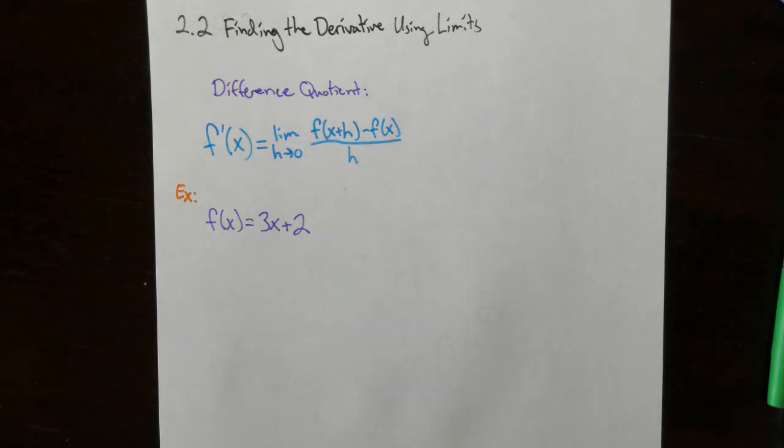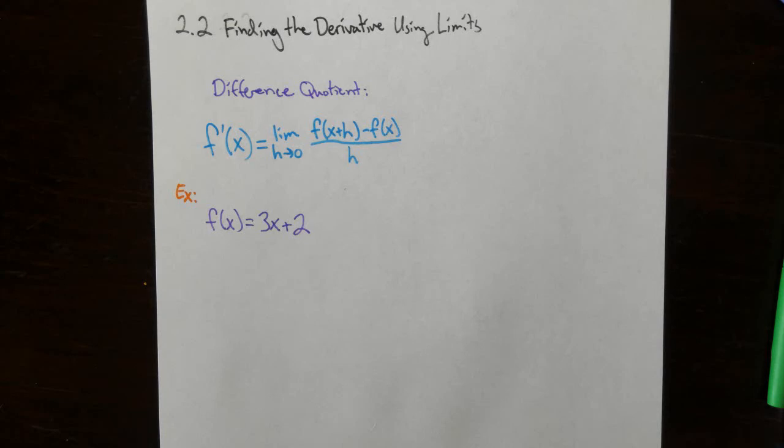Hello class. So as you can tell from the videos that you watched before this, we're finally getting into calculus. And as you know from those videos, when we find the derivative, what we're really finding is the rate of change at a single point. And in order to do so, we use the difference quotient.